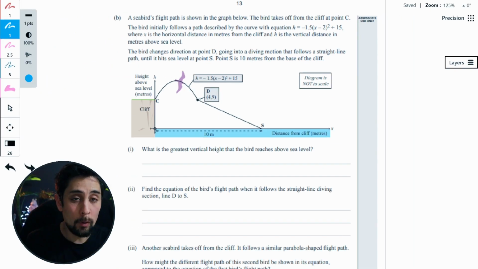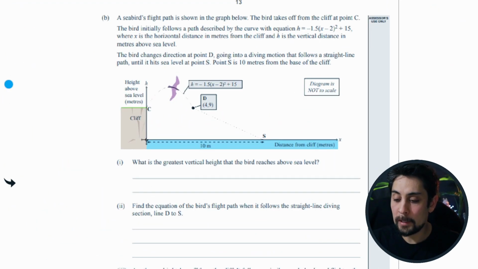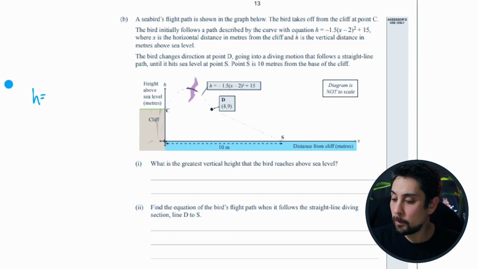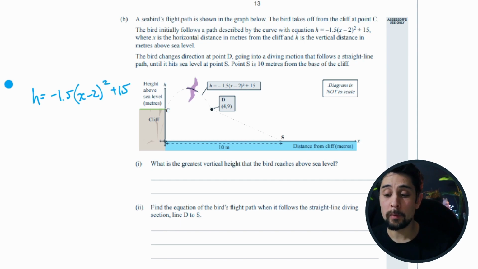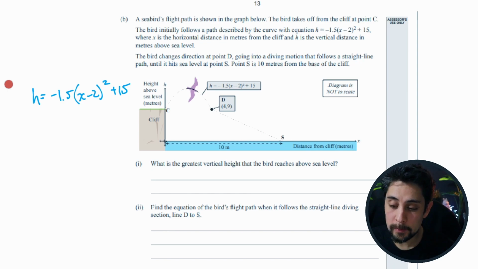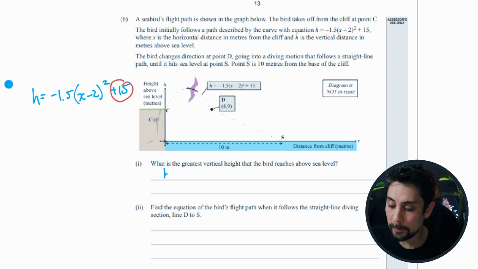So for this, all we need to do is take the equation. Let's write out the equation somewhere. I'll just pop over to the other side. Write out the equation. h equals negative 1.5, I like to write it out in my own handwriting, as you know already by now, plus 15. So the greatest height in this case is this number here, 15. The greatest vertical height that the bird reaches above sea level is h equals 15. So 15 meters. That is our answer.